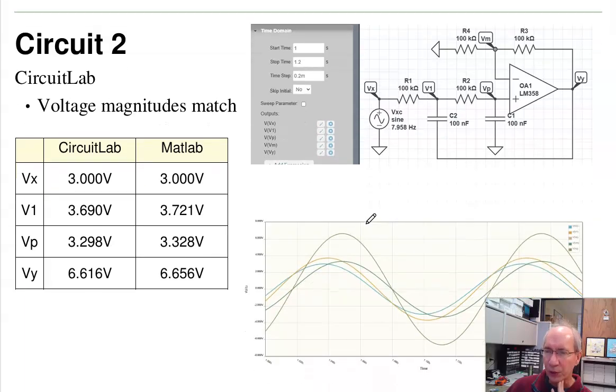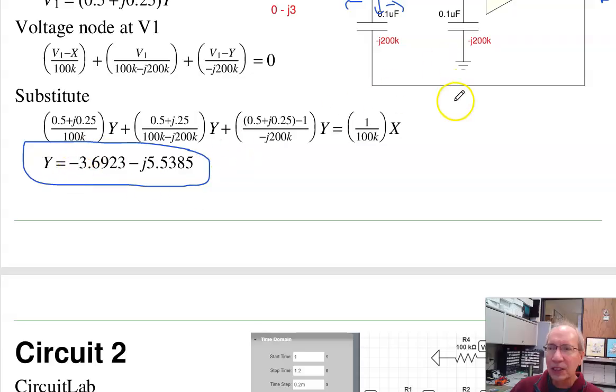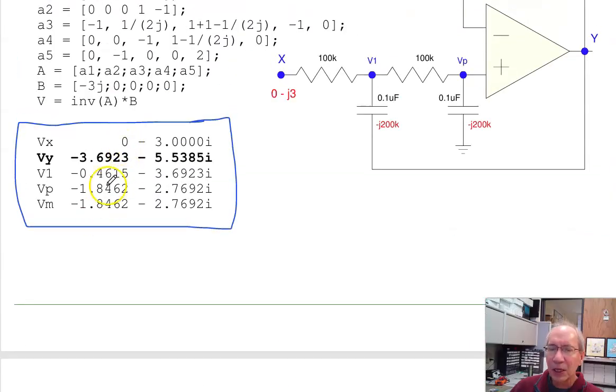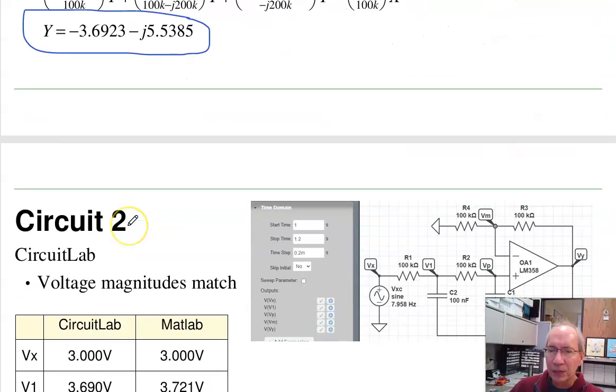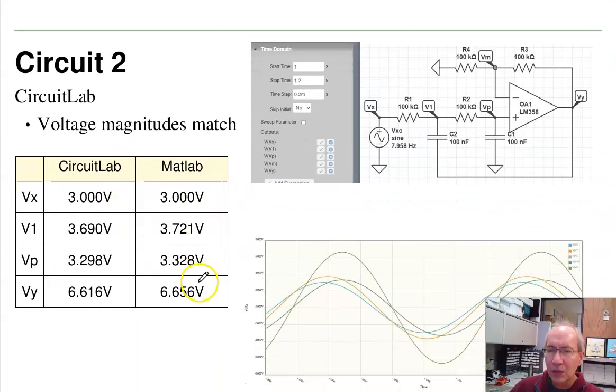Third way to solve, throw it in Circuit Lab. Build the circuit. This is 50 radians per second, meaning 7.95 hertz. Apply an input, measure the voltages in Circuit Lab, and what you get is, here's the magnitude of the voltages in Circuit Lab, here's the magnitude in MATLAB. So take the voltages that you found up here, find the magnitude, and they should match up. And sure enough, they basically match up. A little bit of rounding error, but that checks out. If Circuit Lab matches your calculations, you probably did it right.